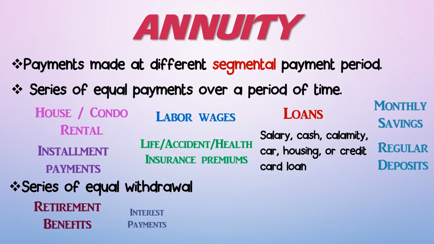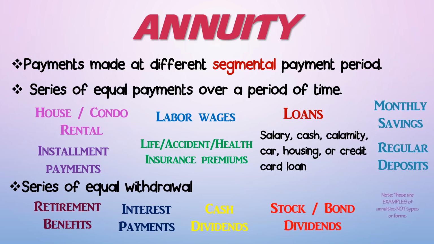You can also receive payments through interest payment. For example, you lent a large amount of money and the borrower pays the interest monthly on a regular basis. If you are a shareholder or stockholder in a company, you may receive cash dividends, stock dividends, or bond dividends annually. So these are all examples of annuities. So it's either you are paying an equal amount of money or receiving an equal amount of money.